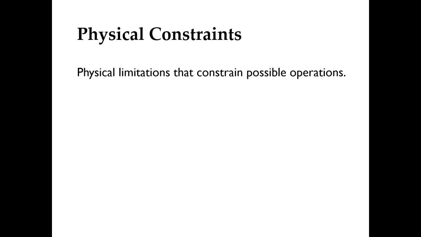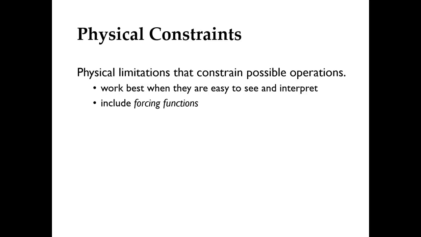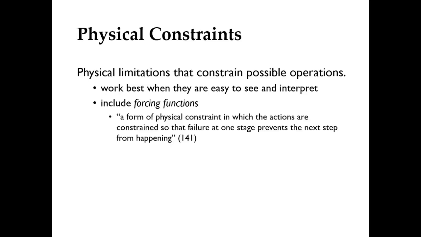Let's talk physical constraints. These, as we've discussed already, are physical limitations. They're material. So they work best when the user can see and interpret them very easily. These things include what we call forcing functions. Forcing functions are, and I'm going to read this to you, I apologize, quote, "a form of physical constraint in which the actions are constrained so that failure at one stage prevents the next step from happening." End quote. That's on page 141. There are three different types of these physical constraints. We've got interlocks, lock-ins, and lockouts.